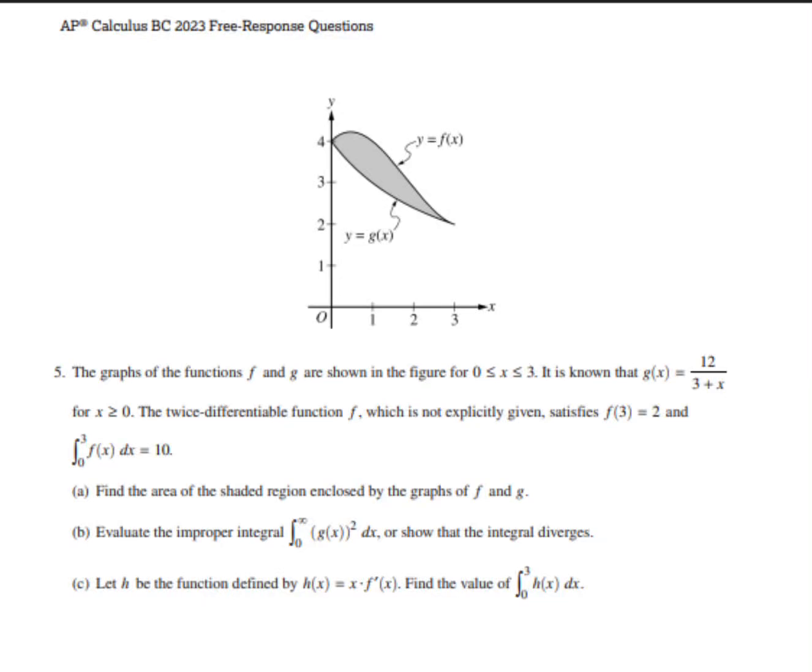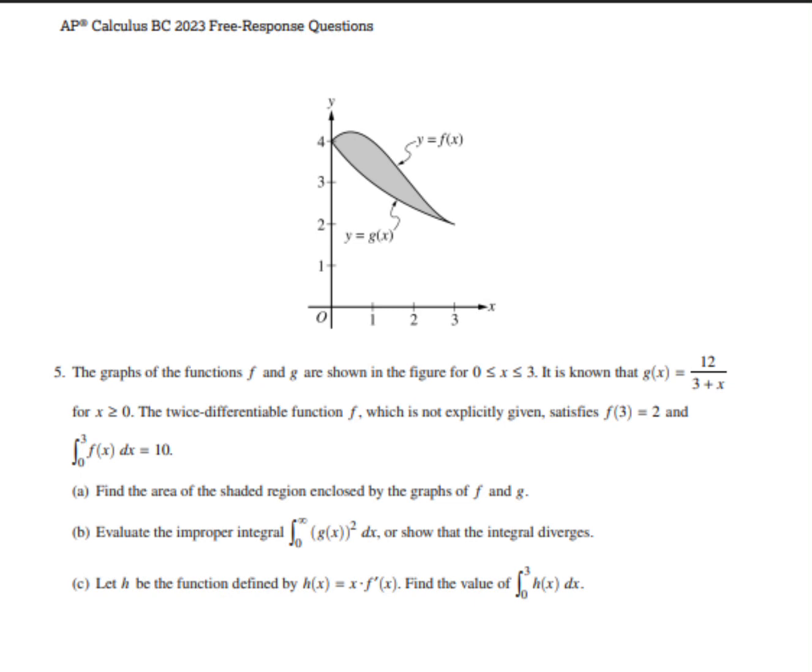This is Matthew Erb's video project, and I had the 2023 question 5 BC exam. For this question, it gives you a graph of the function f of x and the bottom function g of x.